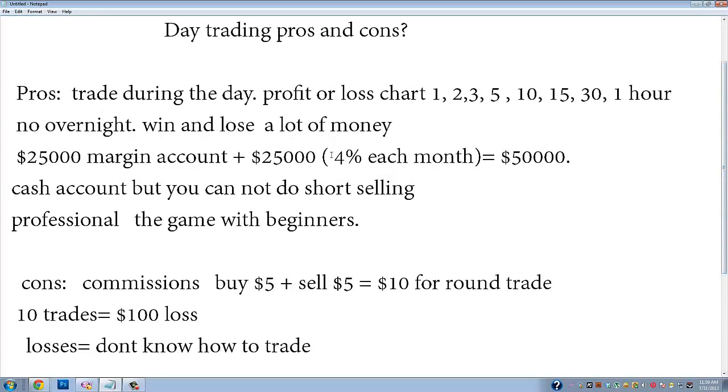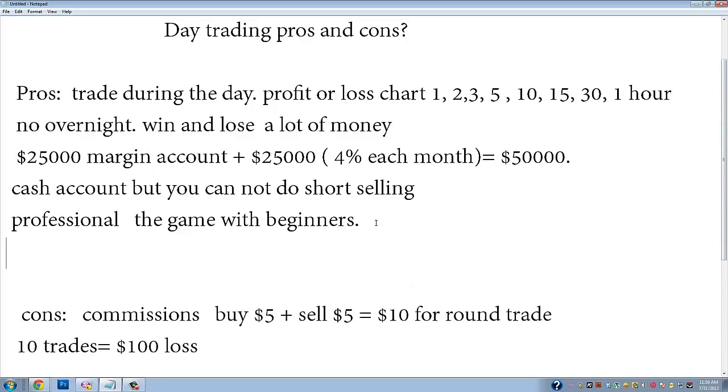Okay, so these are some that I highlight here. And some other day traders who are professional have what you call level 2, a broker platform, chart software. Okay, I will explain what this software is. Some people ask me about this level 2.